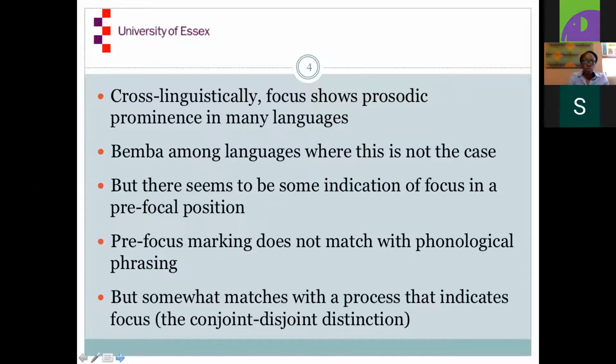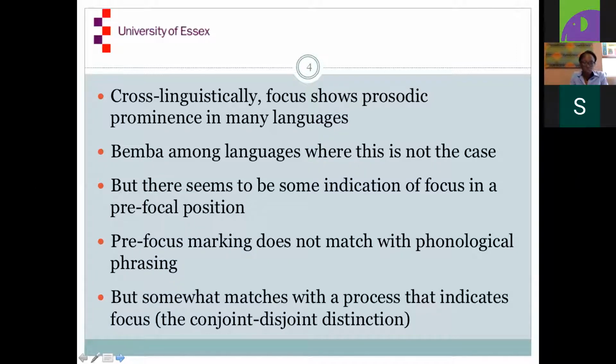So in terms of the topic today, cross-linguistically, focus in most languages, a little bit like we saw in Frank's talk, shows prosodic prominence on focus constituents, and we see that in a number of languages, like German and English, where it's fairly common. Bemba is among those languages where this is not the case, so you don't get a prominence on the focus.